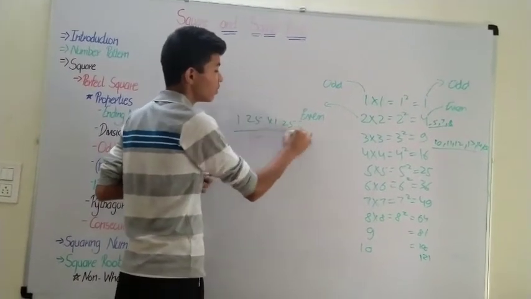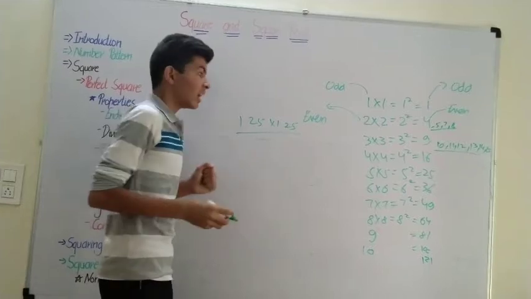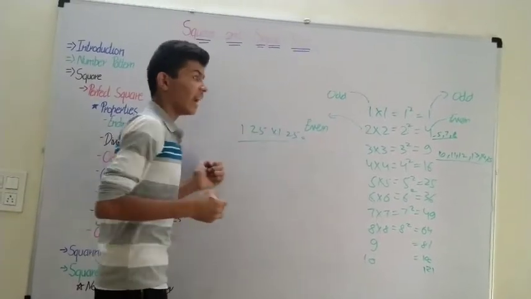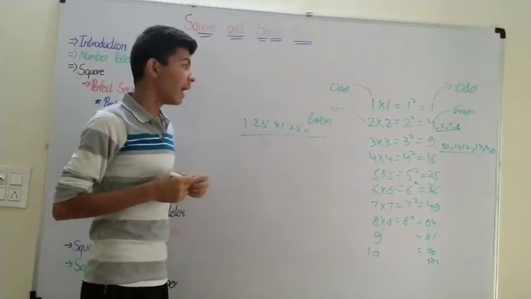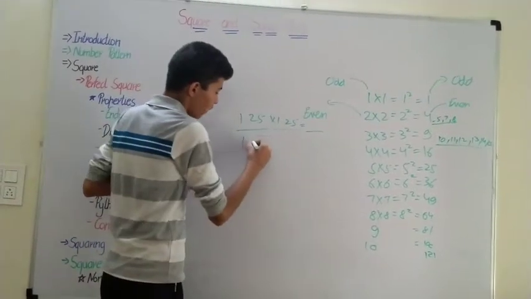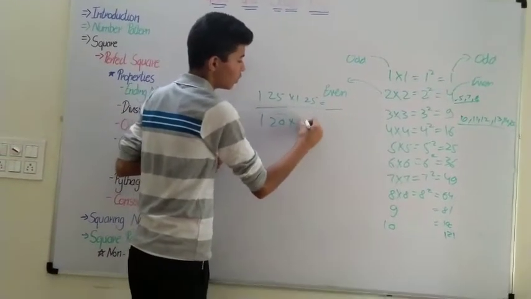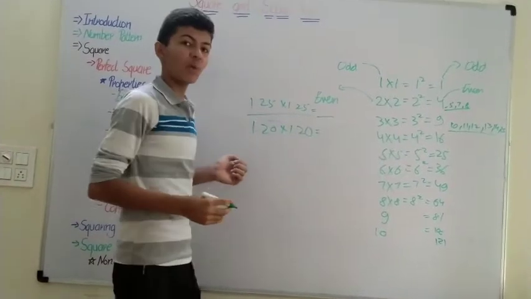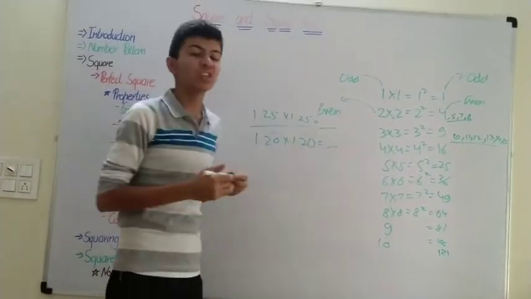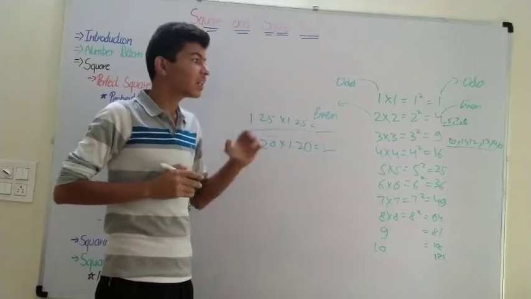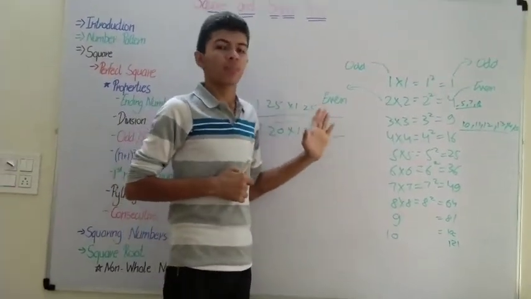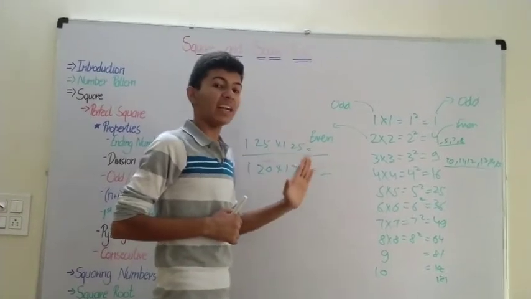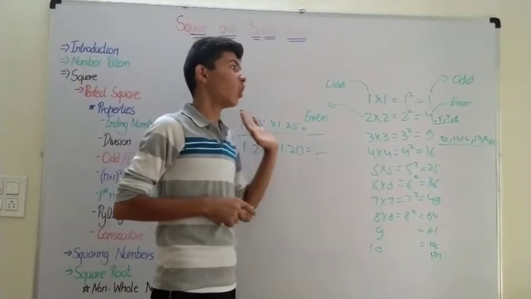If you multiply 1.25 by 1.25, then you can be sure that this number will end with an odd digit. And if we have 1.20 multiplied by 1.20, then this number would have an even digit at its unit place. So we can conclude that the square of an odd number is always odd and the square of an even number is always even.